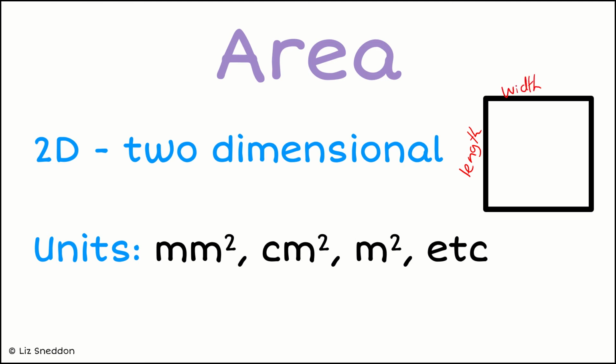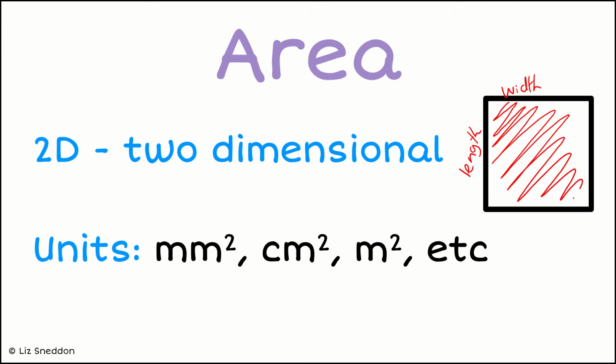When we come to calculate the area of that shape, it's always measured in millimetres squared, centimetres squared, metres squared, etc. So the units are always squared units. It's important, and the reason for that is each of these lengths and widths will be in, say, centimetres. Centimetres times centimetres will give me centimetres squared.